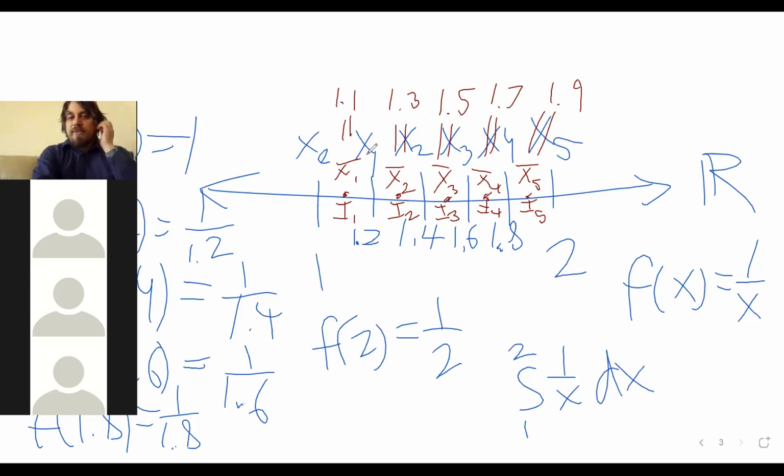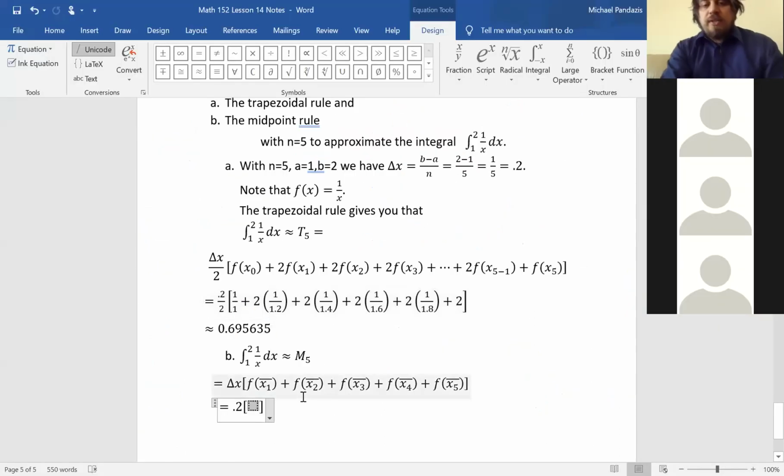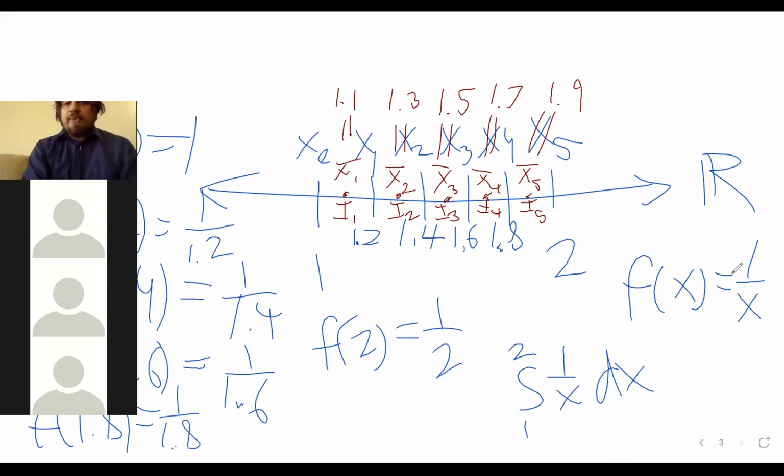Okay, so we have the values of x1 bar to x5 bar. So now let's go back. Now I'm just going to plug in the values. So f of x is 1 over x, and so we're taking f of those values. And so these are the x values, x1 bar to x5 bar, right?